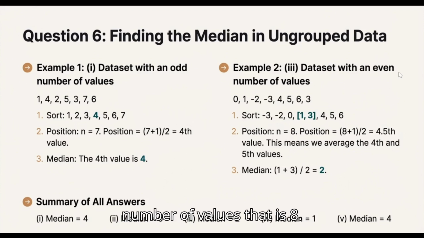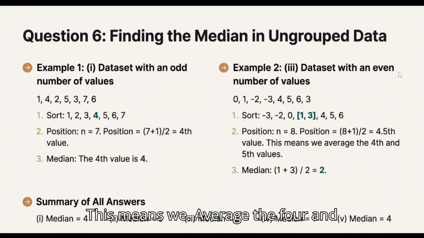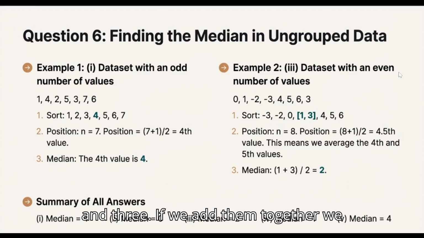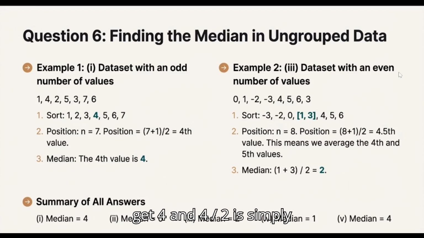So the position, the n, which means the number of values, is 8. So we can just add 8 plus 1 divided by 2. That will be the 4.5th value. This means we average the 4th and 5th values. So the median will be 1 and 3. If we add them together, we get 4, and 4 divided by 2 is simply 2. So our median will be 2.